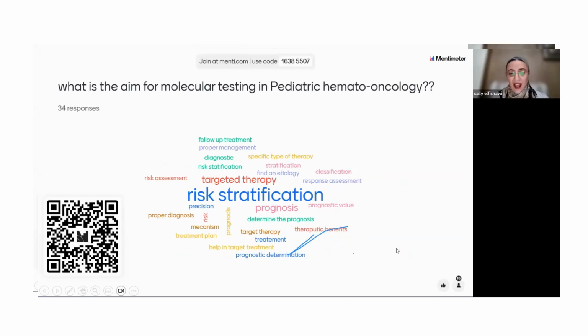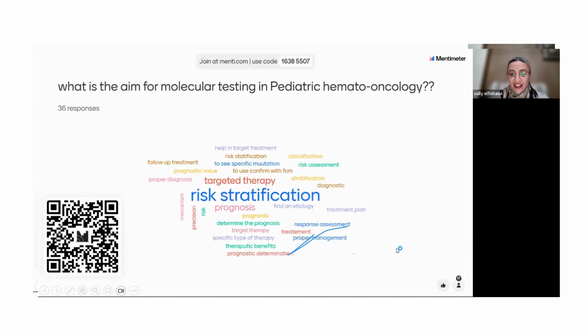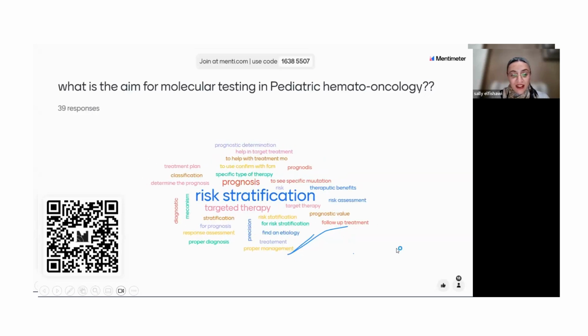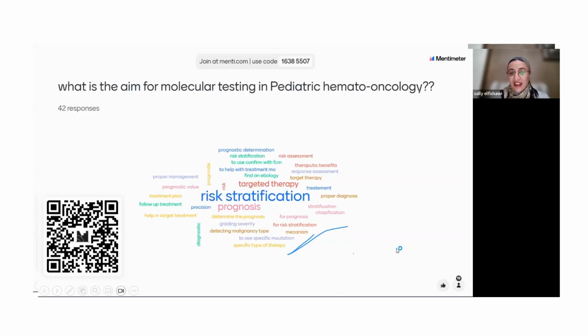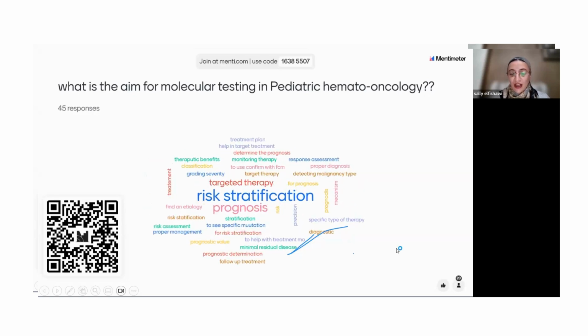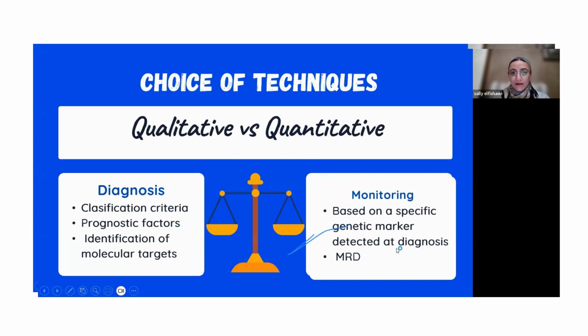Okay. Actually, you all got the answer right. Risk stratification, targeted therapy, diagnostic, prognosis, treatment, monitoring. I can see all the answers are right, and they all have the rationale behind the molecular testing in pediatric hematology.